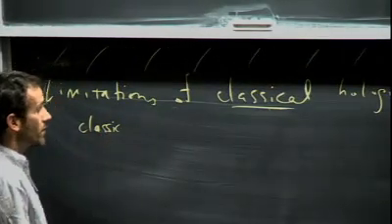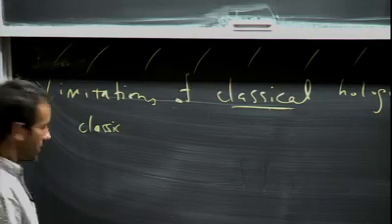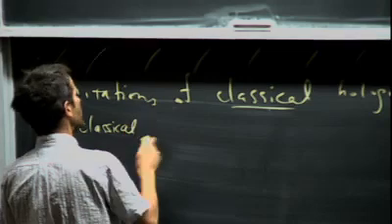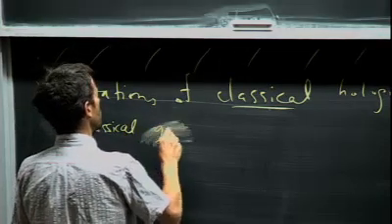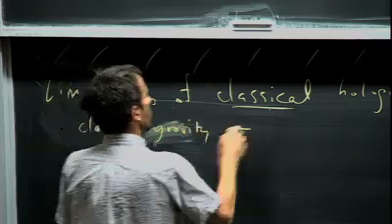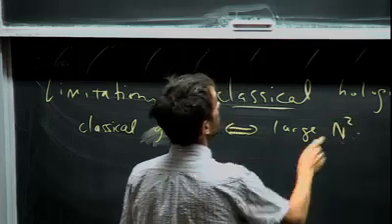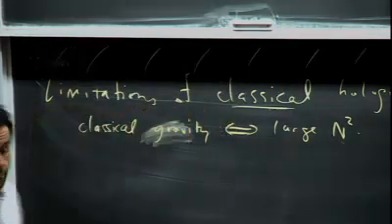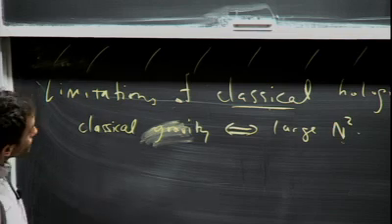I'm not going to review AdS-CFT here. I guess Joao did this already a few weeks ago. Yeah, so you guys all know this. Gravity is classical means large N squared, where N squared is that N squared up there. So let me remind you why that's true.